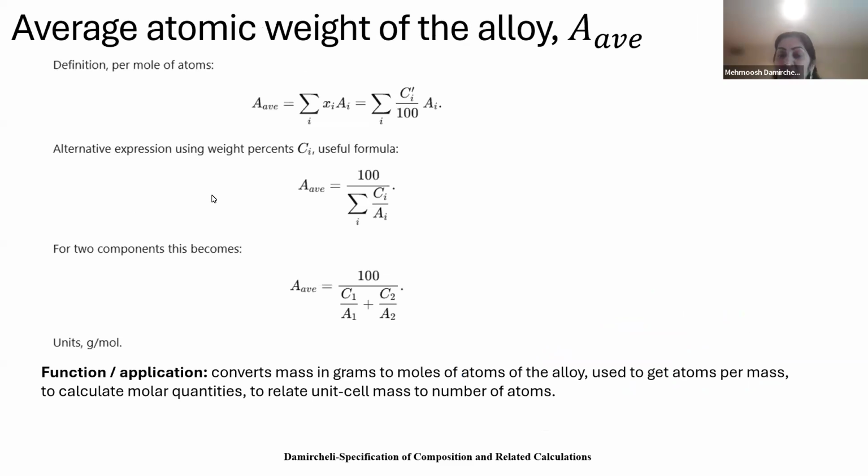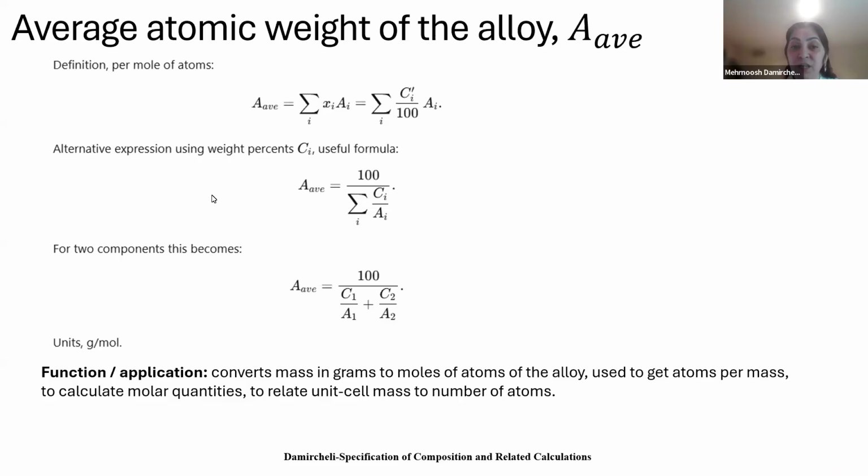Okay. Average atomic weight. The average atomic weight of an alloy, shown by A with subscript avg, an abbreviation of average, is calculated by weighting the atomic weights of each element by their atomic fractions. It gives a single representative atomic mass for the entire alloy. So in A average, Xi is the mole fraction. The mole fraction is C prime divided by 100. Why? Because for C prime, if you remember, we multiplied by 100. But if we only want the mole fraction, we should divide by that.